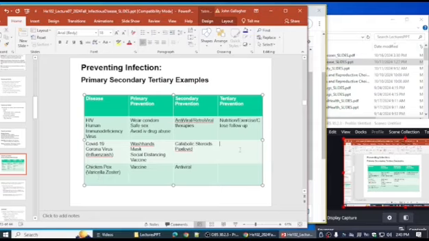Okay, so tertiary prevention is that there could be some side effects from taking these drugs. And so medical side effects. And similarly here, medical side effects. Medication.